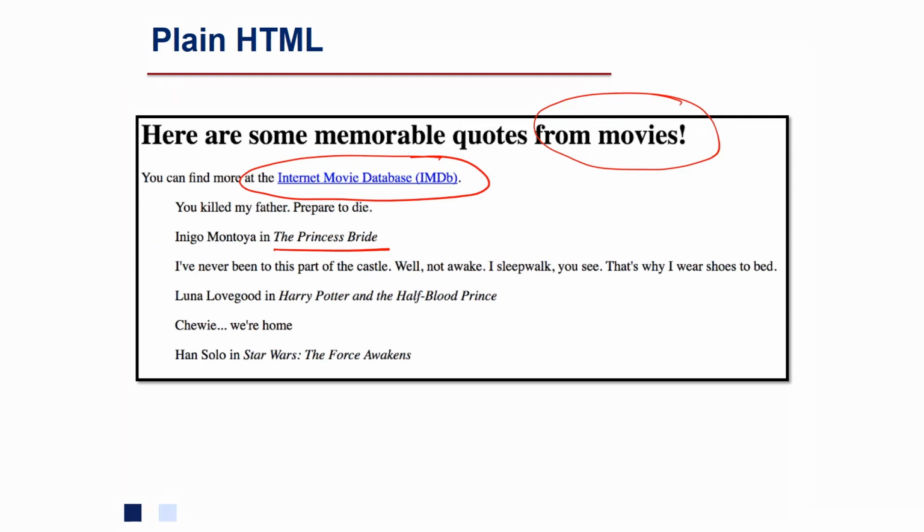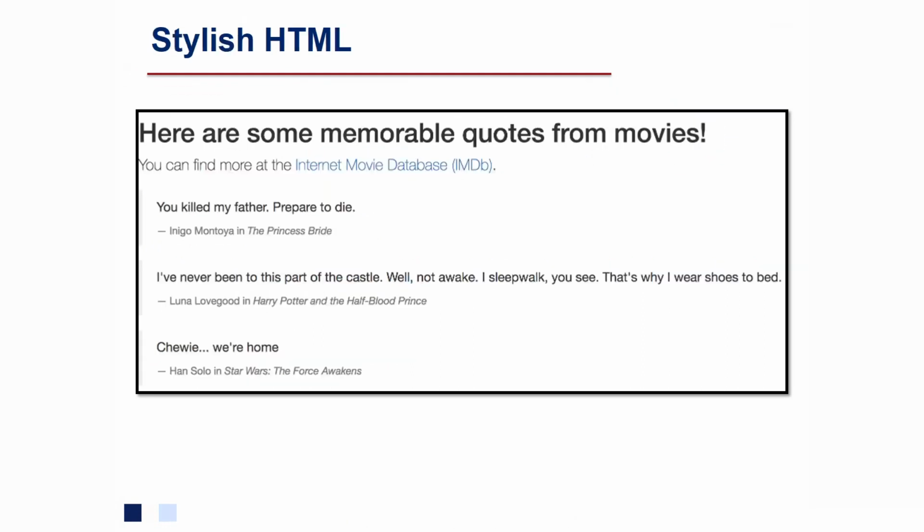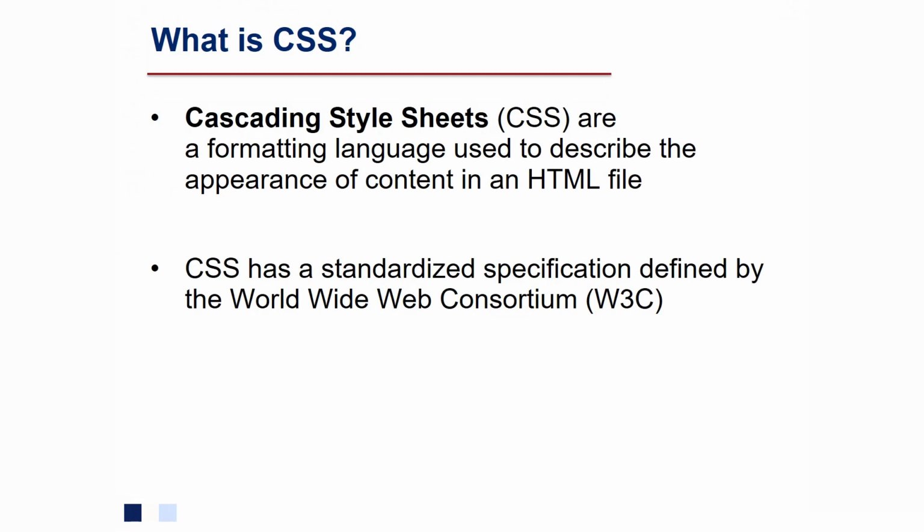Here's what we could refer to as stylized HTML. Here we're able to specify different font sizes. Things are bold, things are indented differently. And we're going to see how we can accomplish something like this using what's known as CSS. CSS, or cascading style sheets, is a formal language for specifying the appearance of HTML elements. And CSS has a standard specification defined by the World Wide Web Consortium, or W3C.